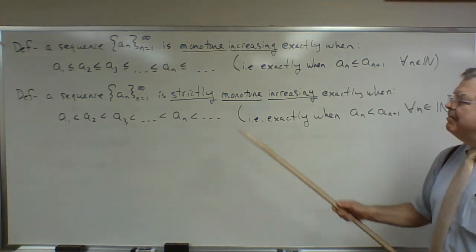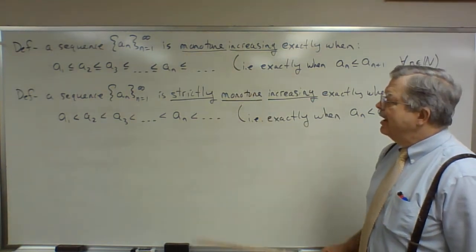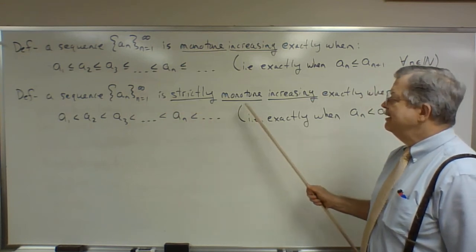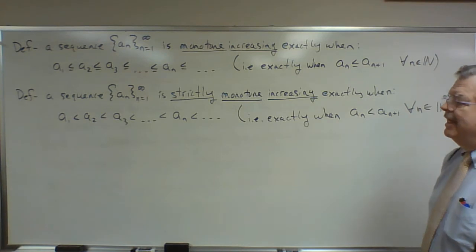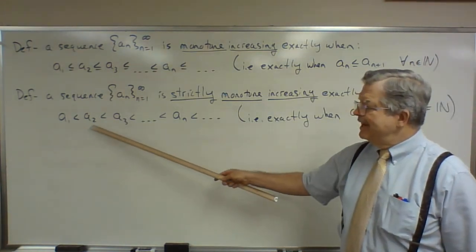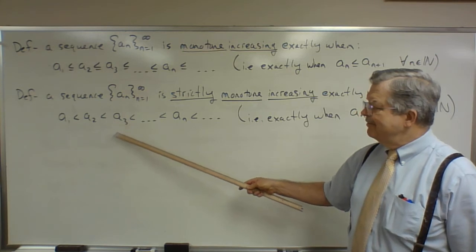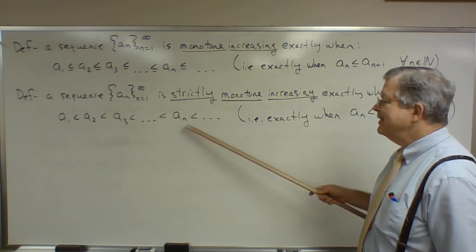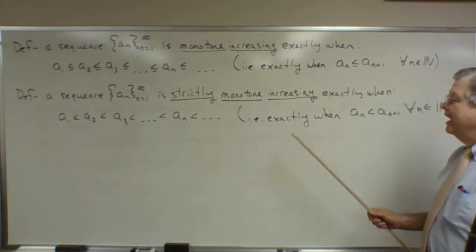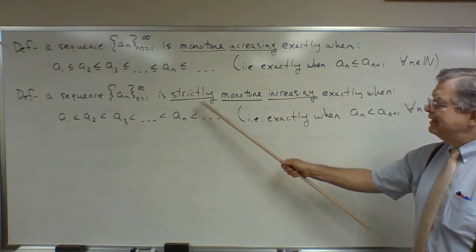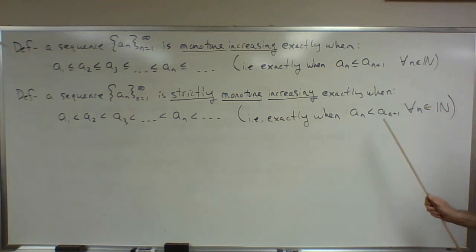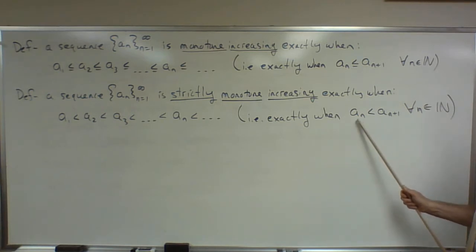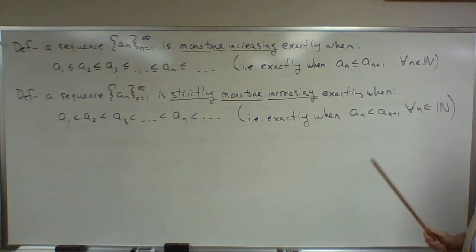Now, having defined monotone increasing, we'll add a new definition. The sequence A sub n is strictly monotone increasing exactly when A1 is less than A2, A2 is less than A3, A3 is less than dot dot dot, which is less than A sub n, and so forth. In other words, the sequence is strictly monotone increasing when every term is less than the term that comes after it. Each term is less than its successor.